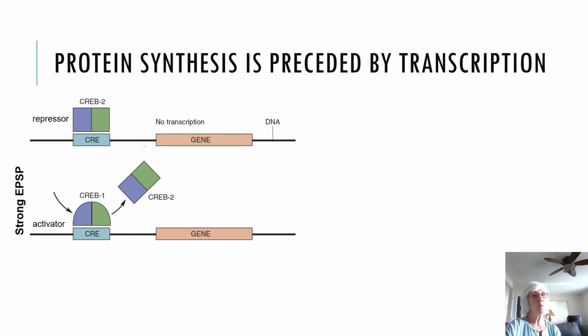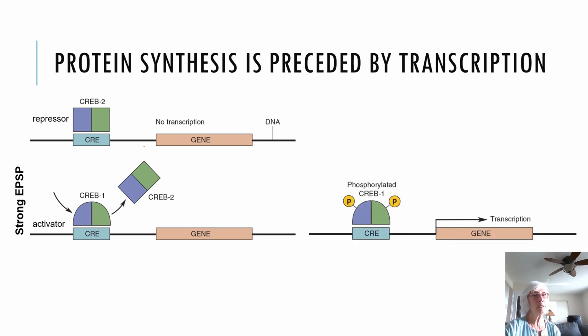Now, it's not only displacing CREB2 and replacing it with CREB1 that is essential for transcription. In addition, all of those protein kinases that we've been talking about are going to be responsible for phosphorylating CREB as well. Once CREB is phosphorylated, gene transcription is activated, so we can start producing RNAs, and those RNAs will find their way to the cytoplasm and produce new proteins.